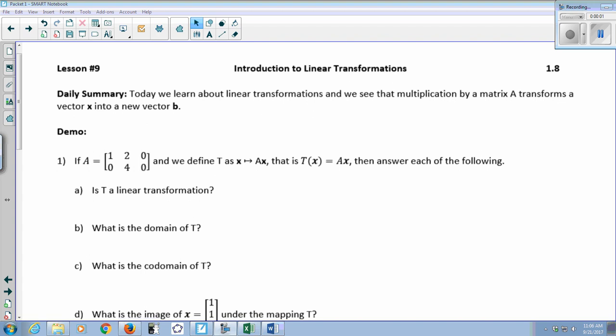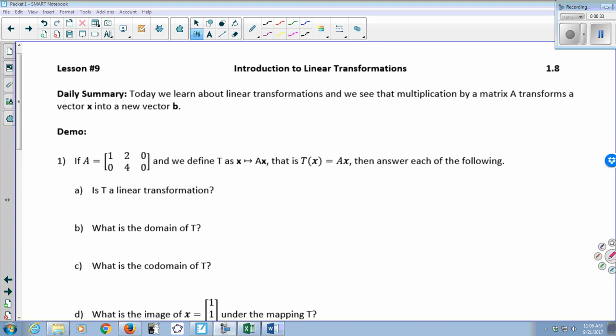Talk about linear transformations. You're going to see that multiplication by a matrix A transforms a vector X into a new vector B. Okay, so A is this 2 by 3 matrix, and we're going to define T to be a transformation that takes X to AX. Or using the function notation that you're more used to, T of X equals AX. So your inputs are vectors X and your outputs are A times X.